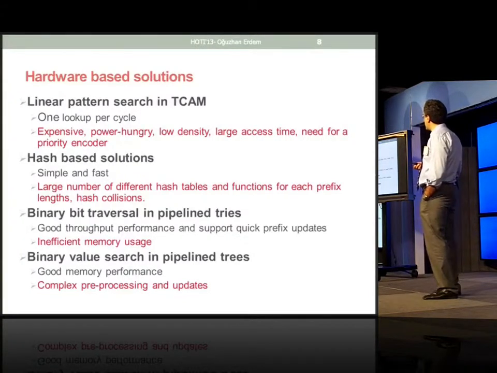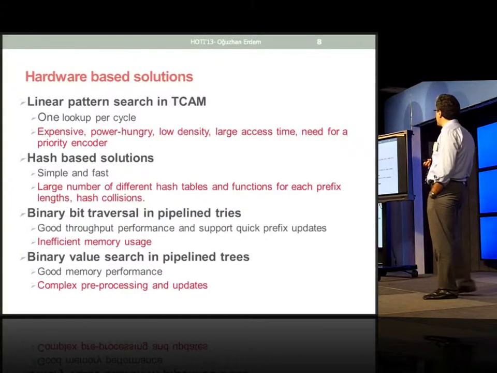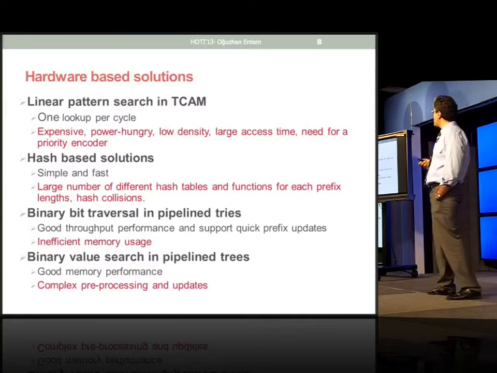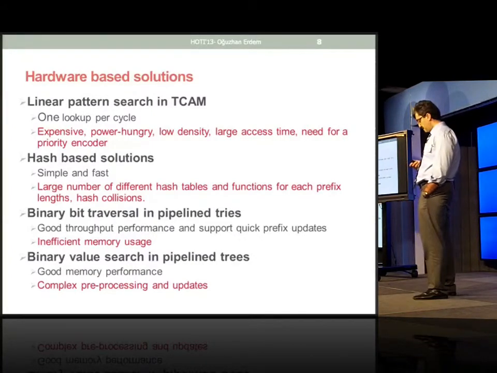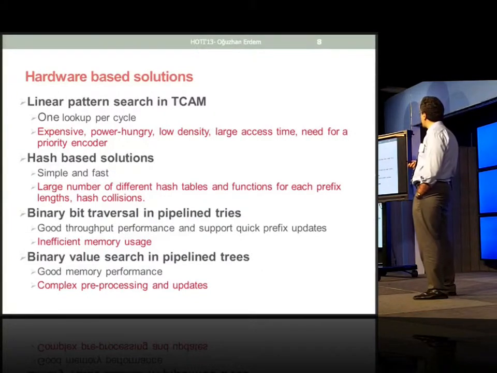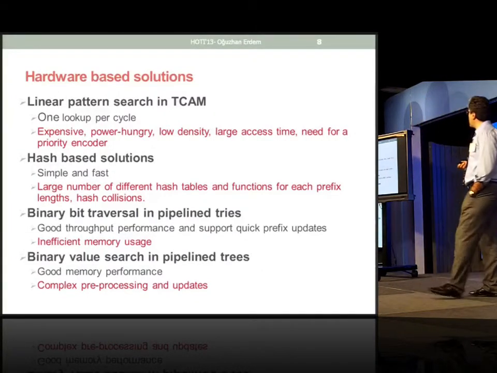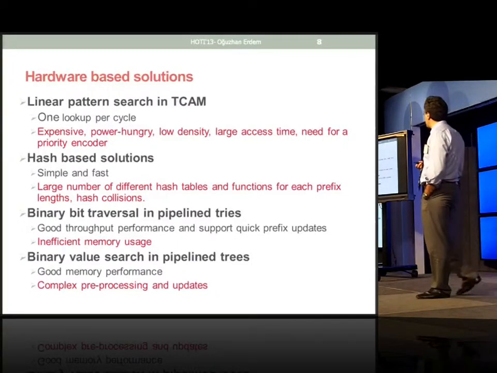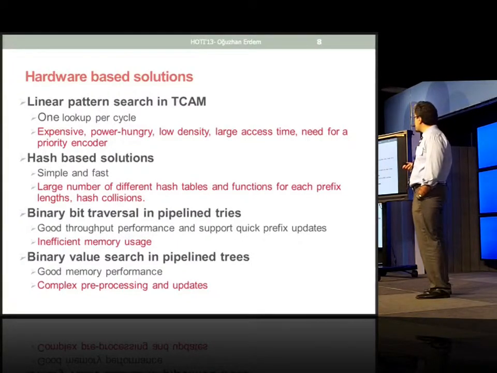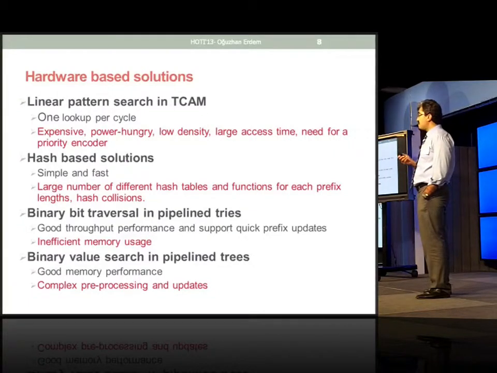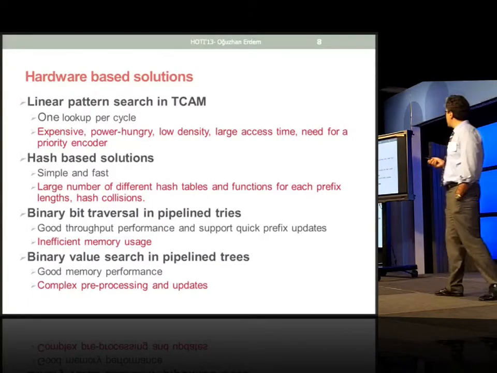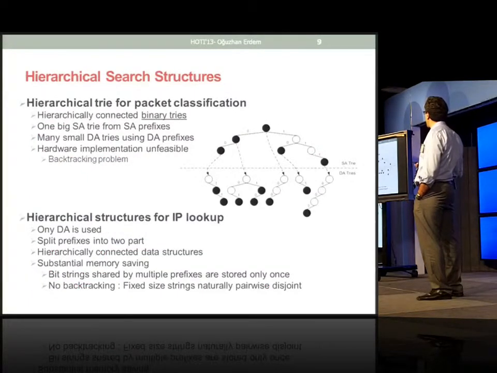And the next two groups use SRAMs. The third group, binary bit traversal in pipeline binary tries. They have good throughput performance and support quick prefix updates. However, they suffer from inefficient memory usage. And the last group, binary value search in pipeline binary search trees. They have good memory performance, but because of prefix extension and the sorting requirements, they have complex preprocessing and update.